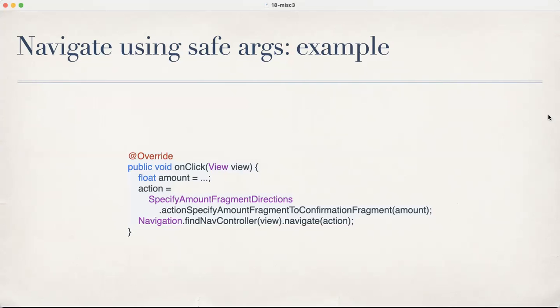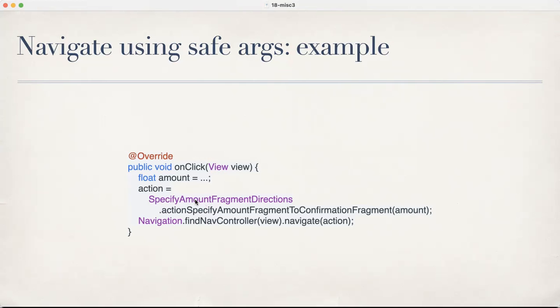Okay, so the click listener here will have some float amount, and then the action will be SpecifyAmountFragmentDirections dot the method actionSpecifyAmountFragmentToConfirmationFragment, and you pass it the amount. So the key point is you can pass all your arguments to the actions like this. So if the action takes more than one argument, you'll simply specify them here as arguments of this function call.